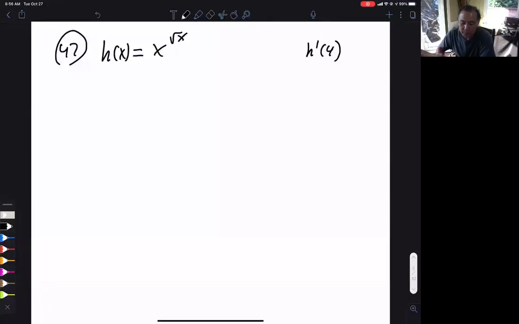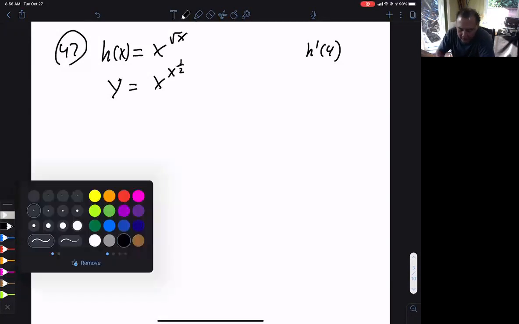Record. So number 47, this is section 3.9. We are in a dilemma again. We want the derivative of h. I'm just going to rewrite it as y equals. That will make life easier in a second. I'm going to write the radical as a 1/2 power.